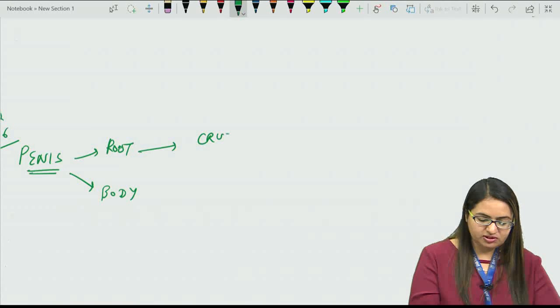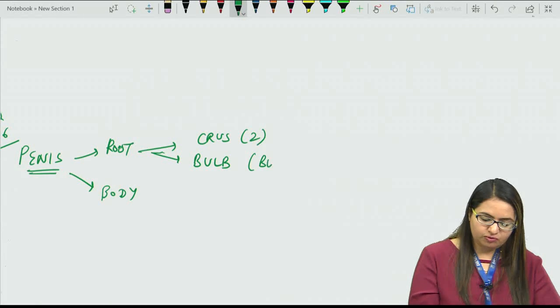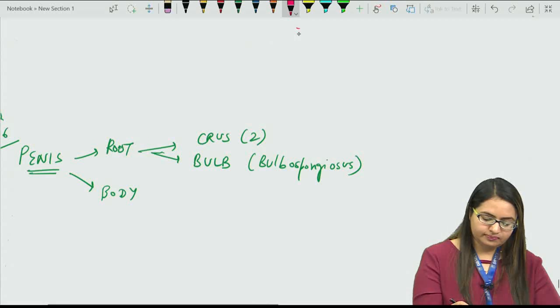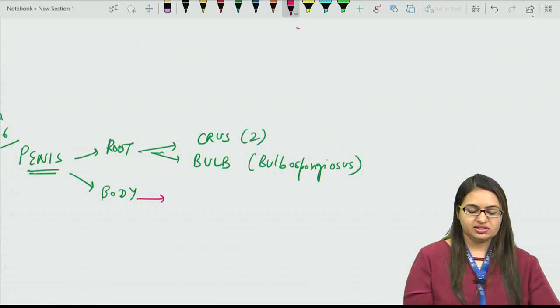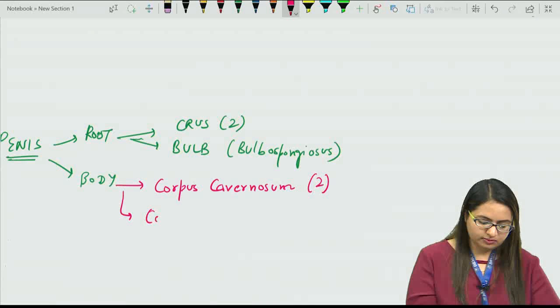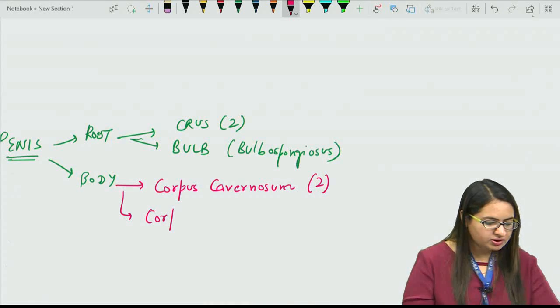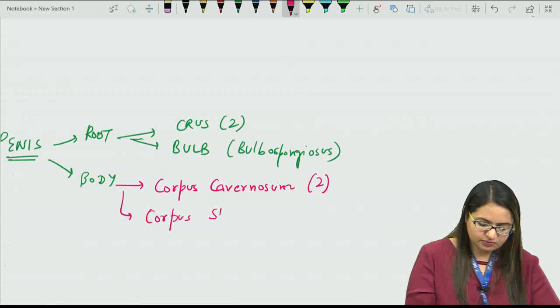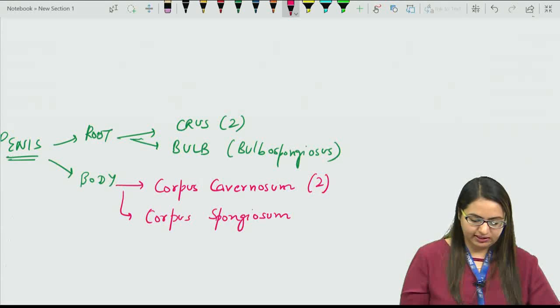The root is having two crura and one bulb. The bulb is formed by the bulbospongiosus muscle. Towards the body side, we are having erectile tissue. We have the corpus cavernosum, which are 2 in number. Then the corpus spongiosum, which is single in number and it is present in the midline.